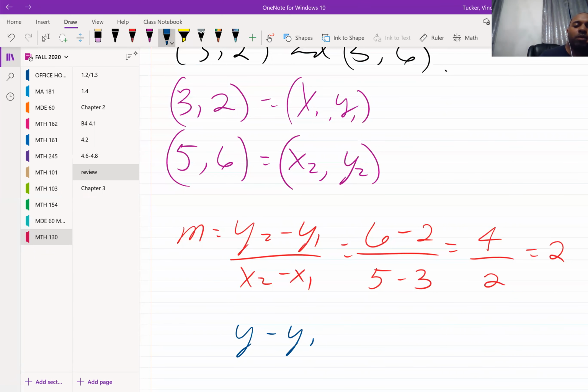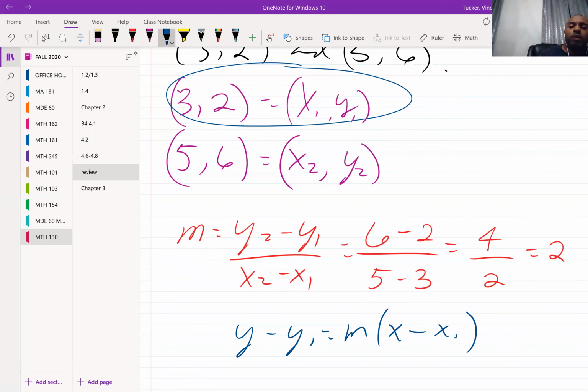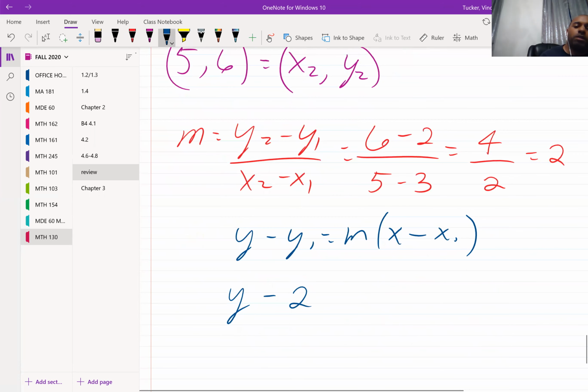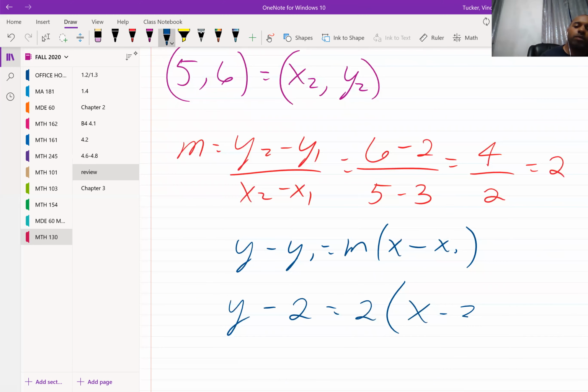Y minus y1 equal to m times x minus x1. Doesn't matter which one of these points you use, they still will give you the same line. Remember, the line goes through both points. I normally just stick with what I've already called x1, y1. But once again, it doesn't matter. So that's y minus 2, so called y1, and then 2 times x minus, is that 3? Yep, 3.